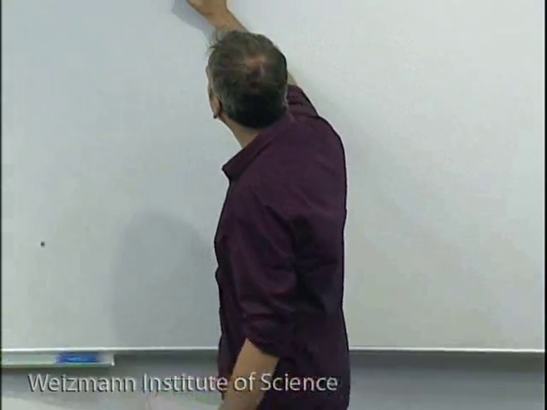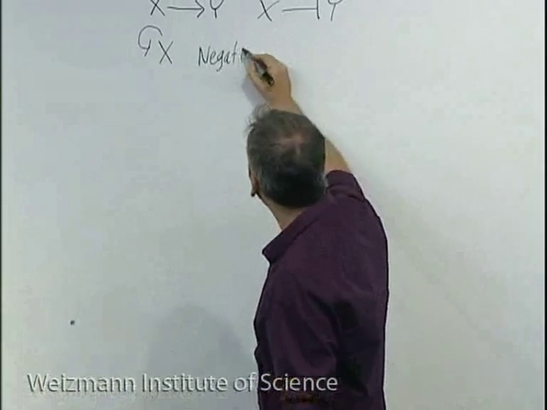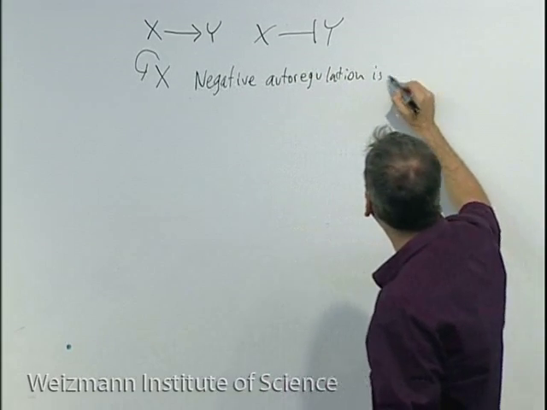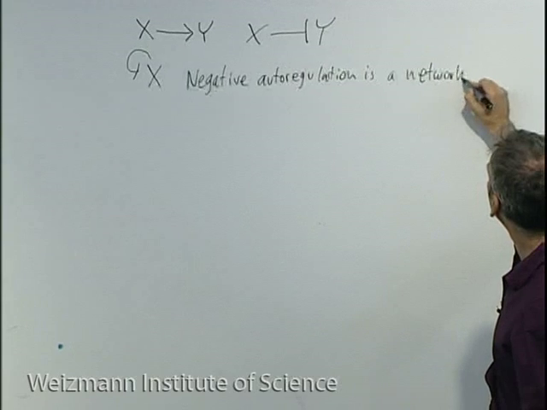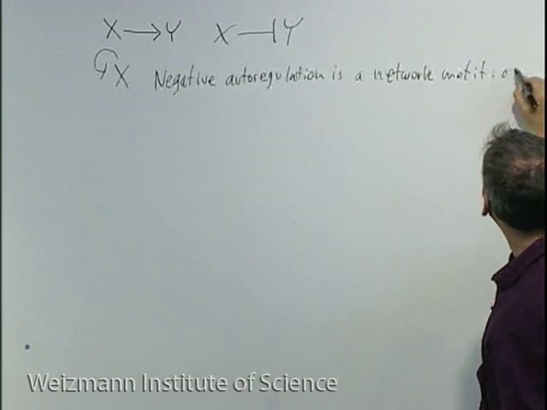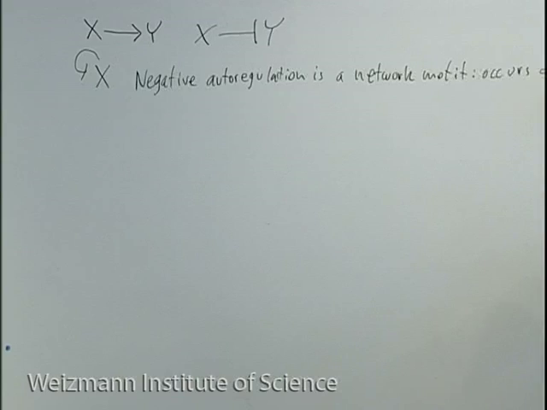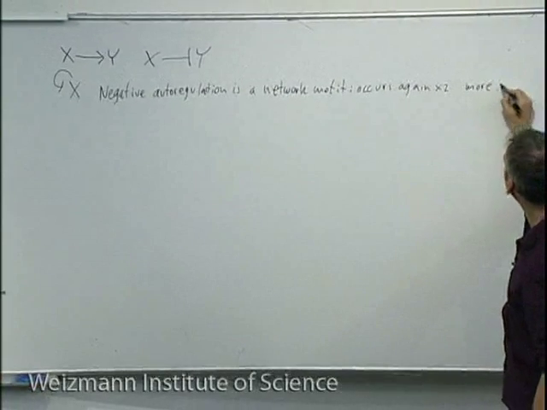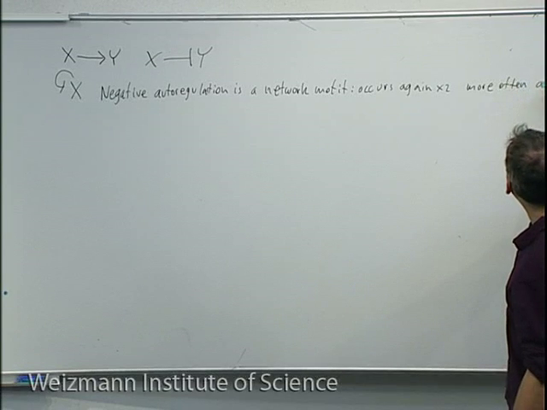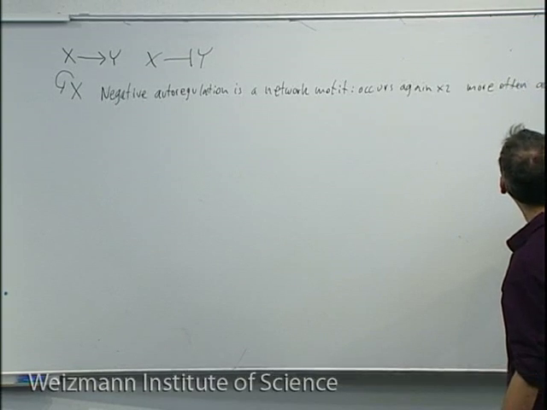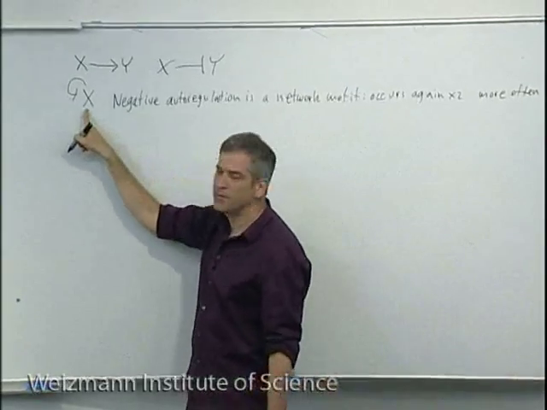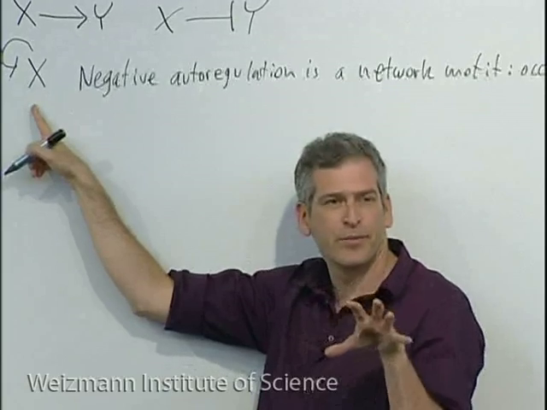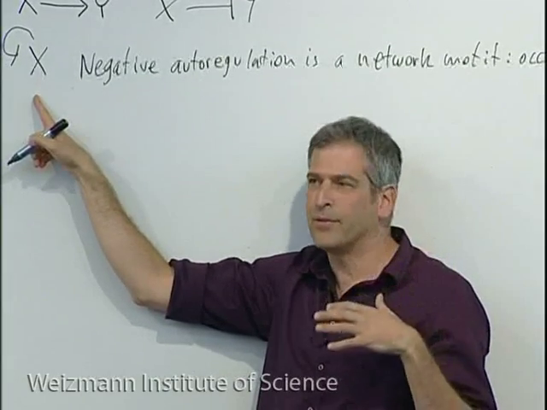And this negative autoregulation is a network motif. It occurs again and again and again, more often than we might expect by chance. And we saw that it has specific functions that it can do. These functions are built into the wiring. They don't depend so much on the parameters, the rates, the numbers on the arrows.